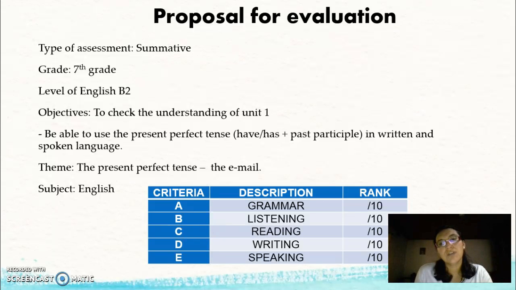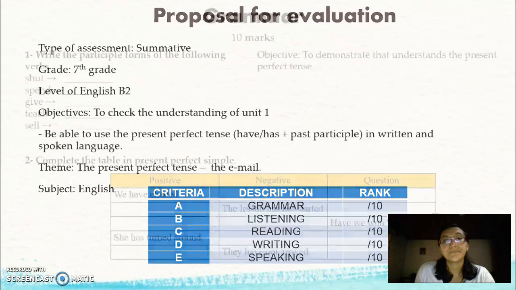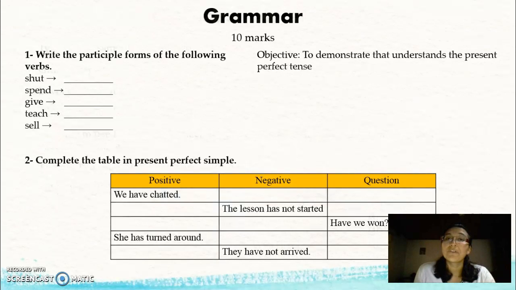The criteria are grammar, listening skill, reading skill, writing, and speaking skills. And the highest mark is going to be 10. For grammar, the objective is to demonstrate that the student understands the present perfect tense. It's going to be 10 marks. We have here 5 points.